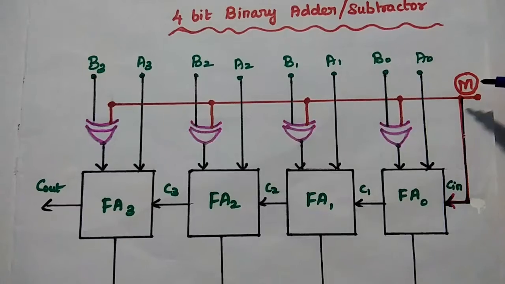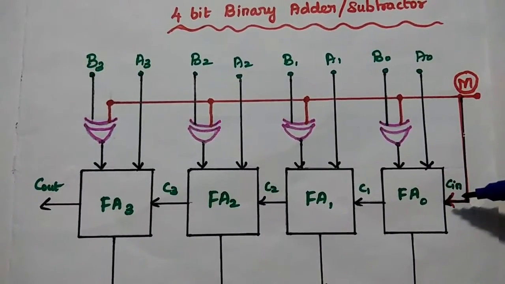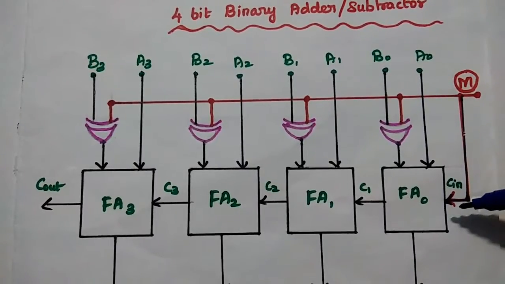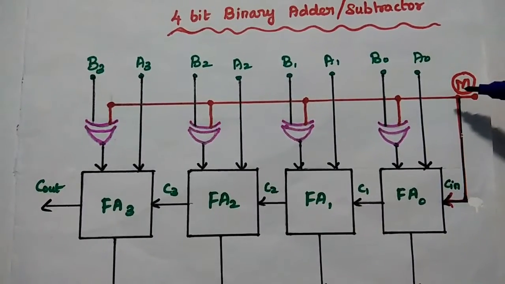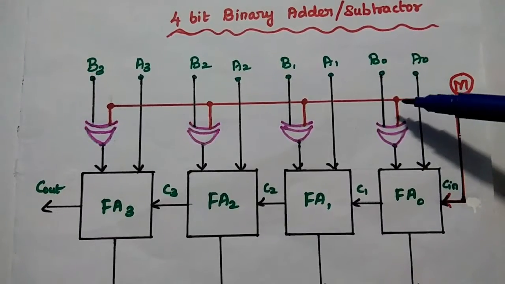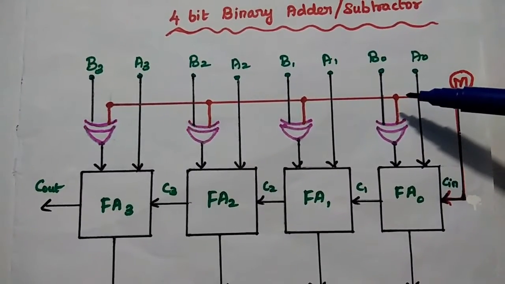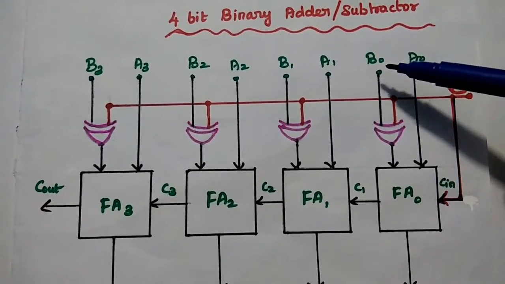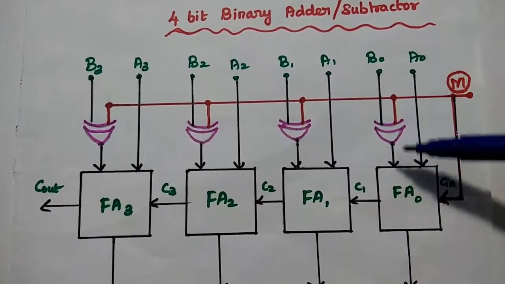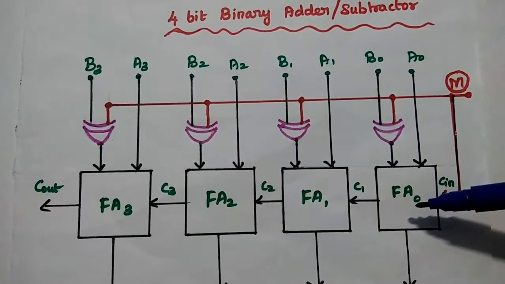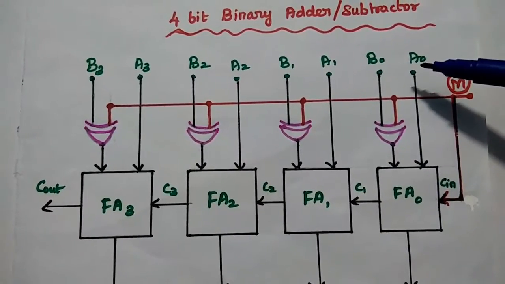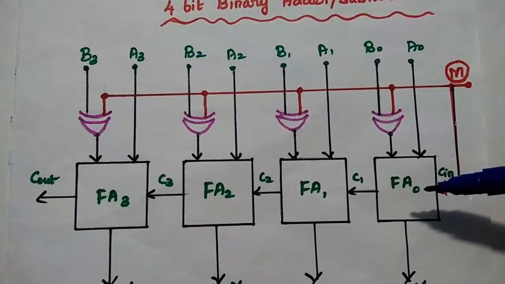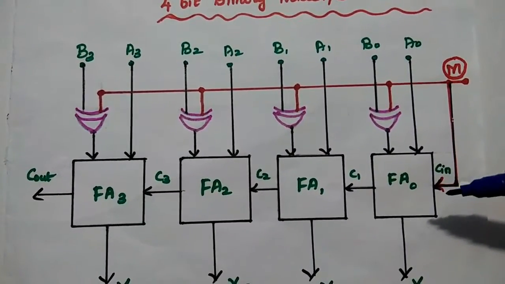So if M is equal to 0, this carry input is also 0 for this first full adder. If it is 0, it means the other input for this XOR gate is 0. Then there is no change in this B0. We can directly give this B0 to this full adder circuit. So here Cin is 0 as well as both the inputs are given as such to this full adder, which means we are going to perform addition operation.